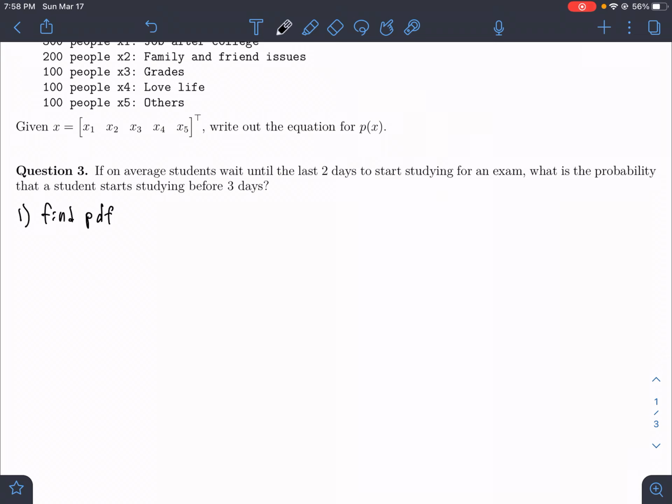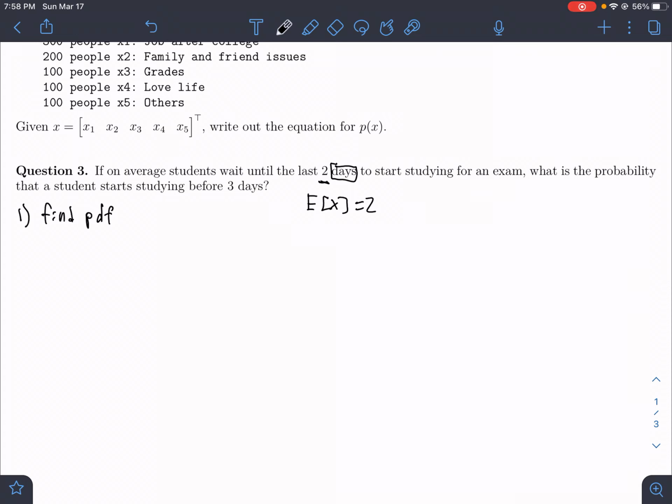So we're going to start on that. The question asks, the average student waits until the last 2 days to start studying for an exam. What is the probability that a student starts studying before 3 days? So we're given 2 here, which is our E of x. And we're given units that are in days, which means our units are time-based. Now, if you're given units that are in time, that's a big hint because that means the distribution has to be a continuous one. We don't use discrete distributions in units of time.